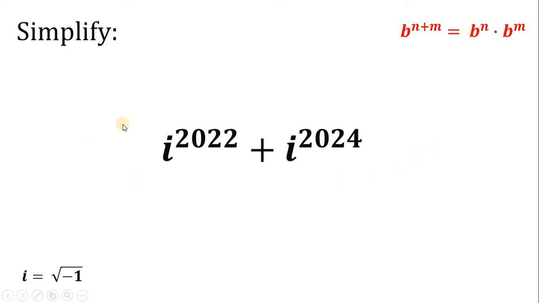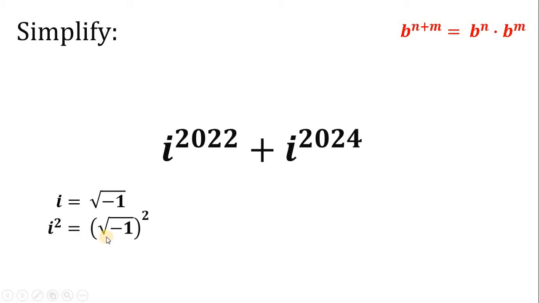Now, how are we going to evaluate this kind of expression? Let's use the given that i equals the square root of -1. Now, what will happen if we square both sides? This will give us i squared equals the square root of -1 quantity squared, or simply, this is -1. So, i squared must be -1. Now, what will happen if we multiply both sides by i? The left-hand side of our equation is just i cubed, and the right-hand side is just -i.